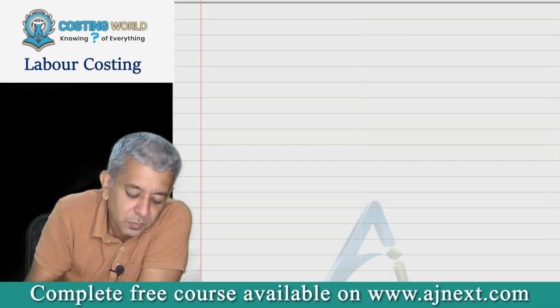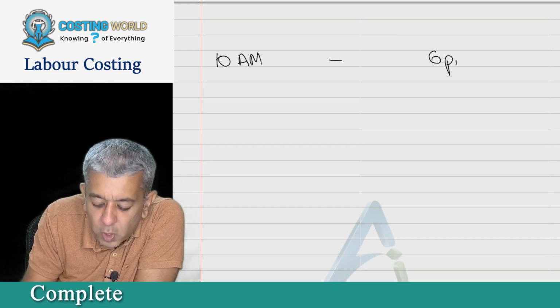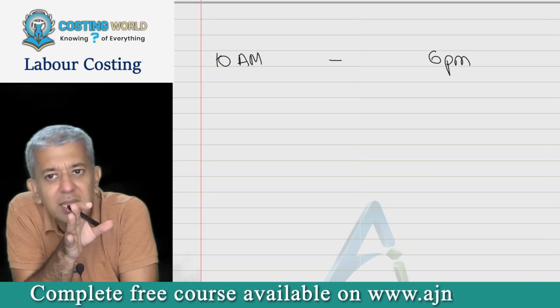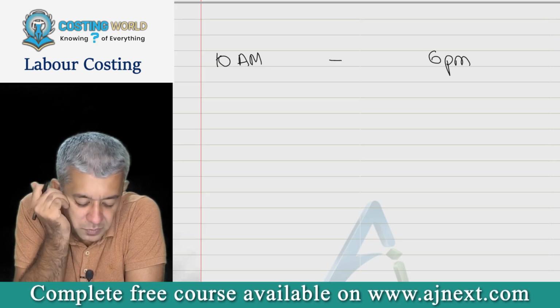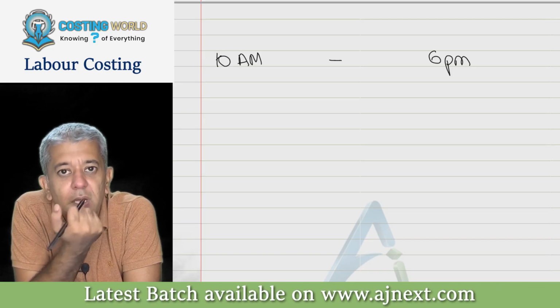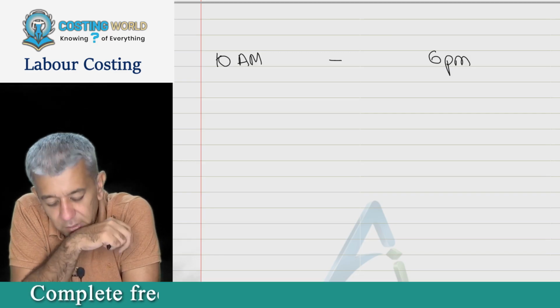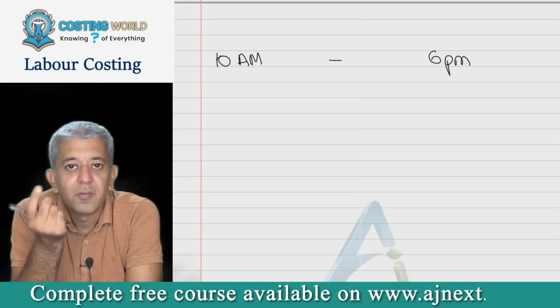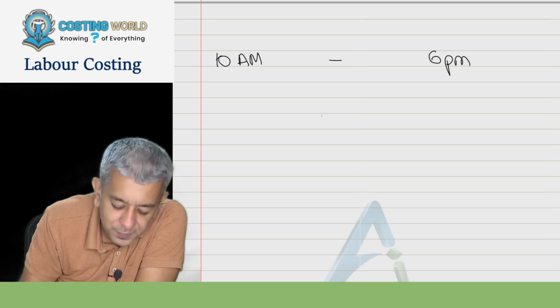See. Suppose my factory's regular timings before labor turnover happened were 10 a.m. to 6 p.m. My workers come at 10, my workers leave at 6 p.m. Now, labor turnover happened. New workers came. When the new workers came, in that case, I had to train them.